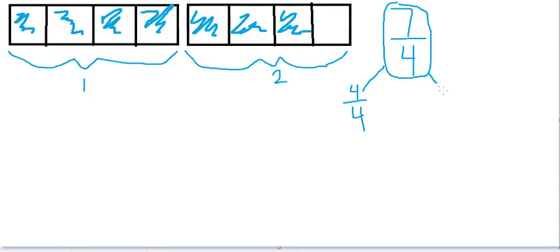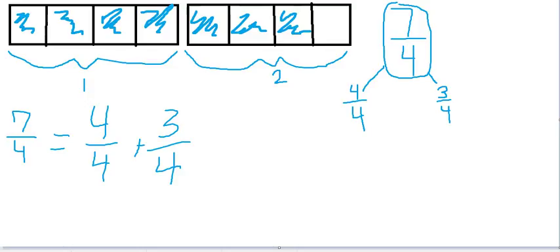Nice job. And then my number sentence, or my addition sentence, would be 7/4 equals 4/4 plus 3/4. What can we rename 4/4 to, boys and girls? 1. That's right. 4/4 is also equal to our 1 whole.